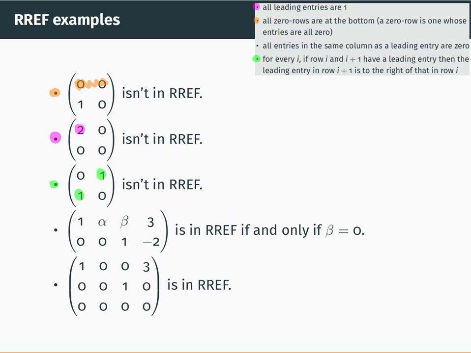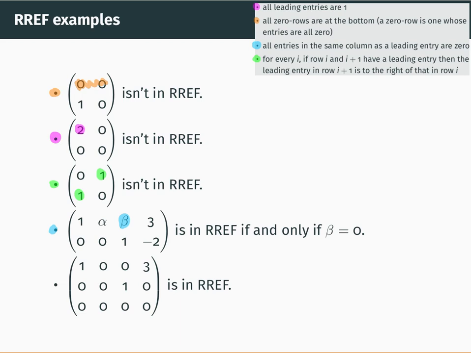Next, let's think about a more complicated example. We're going to think about the example just here. In this example, I'm thinking of alpha and beta as being certain numbers. And whether or not this matrix is in row-reduced echelon form depends on the value of beta. Specifically, it's in row-reduced echelon form if and only if beta is equal to 0. The reason for that is that this matrix satisfies conditions 1, 2, and 4 no matter what alpha and beta are. But it doesn't satisfy condition 3 unless beta is equal to 0.